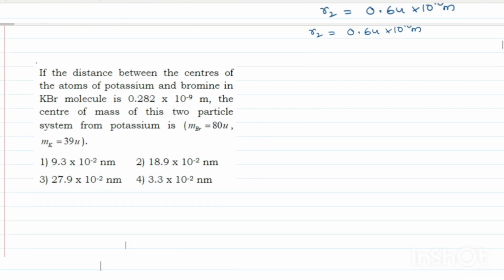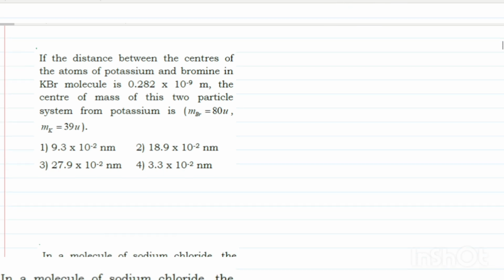Let us see the next question. The next question says the distance between the centers of the atoms of potassium and bromine in a potassium bromide molecule is 0.282 into 10 power minus 9 meters. They are asking for the center of mass of this two-particle system from the potassium.